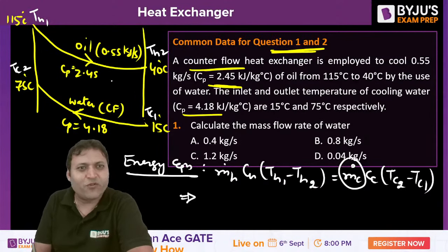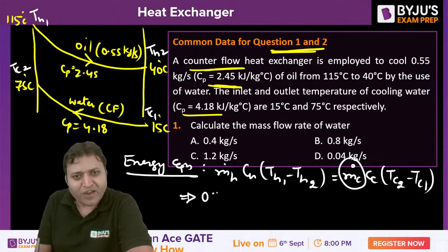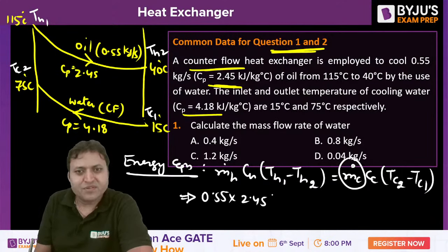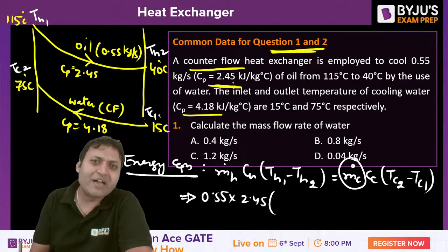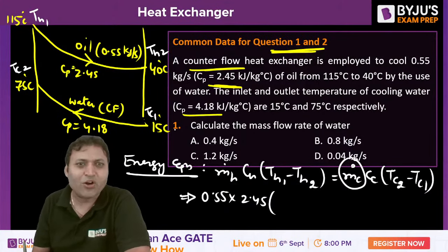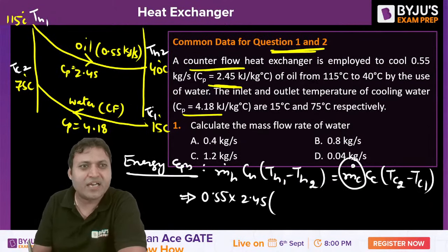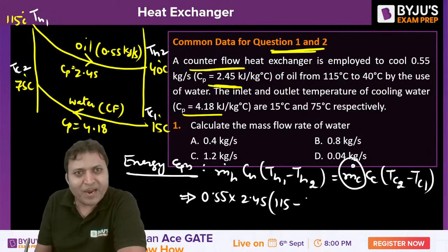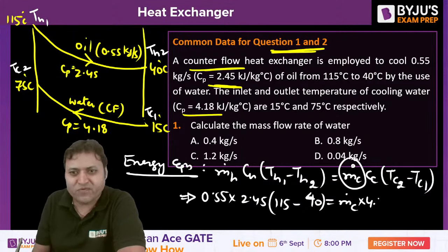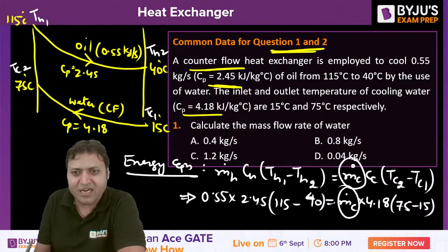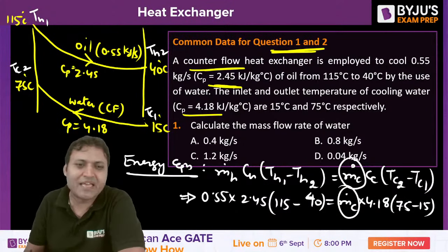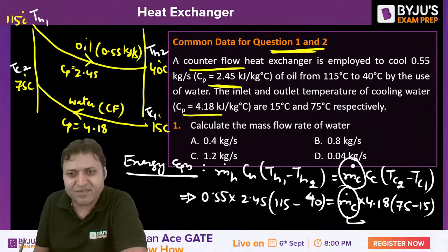Mass flow rate of hot fluid is 0.55 into specific heat 2.45. You can convert it into joule also, but because specific heat is there on both sides, 115 minus 40 is equal to mass flow rate of the cold fluid into specific heat of the cold fluid, 4.18, into 75 minus 15. What will be the mass flow rate of the cold fluid? What is the answer you will be getting?